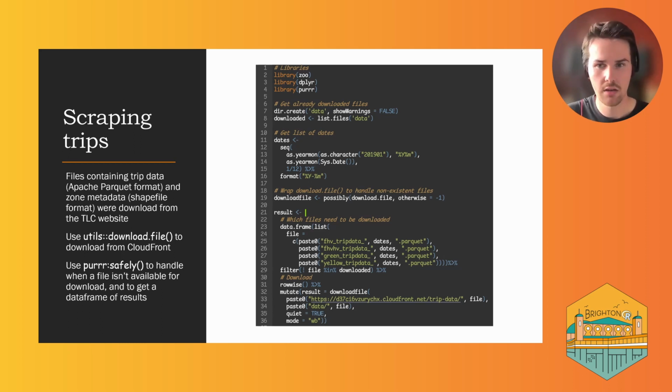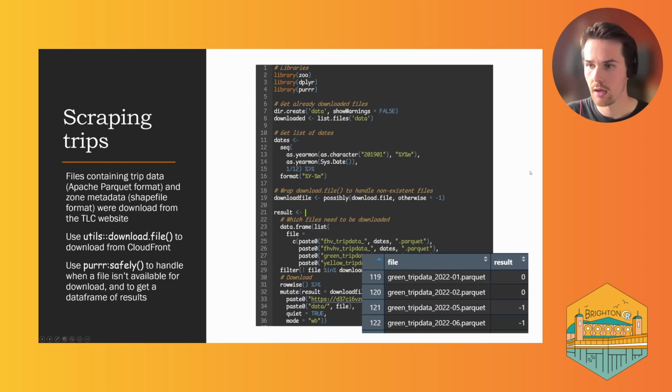That means we get this nice data frame showing whether a file has been successfully downloaded or not. You can see here that they haven't released the May and June data yet for these vehicle types. So it's unsuccessfully downloaded, but that's fine. We can rerun it next month and hopefully they've released that data by then.